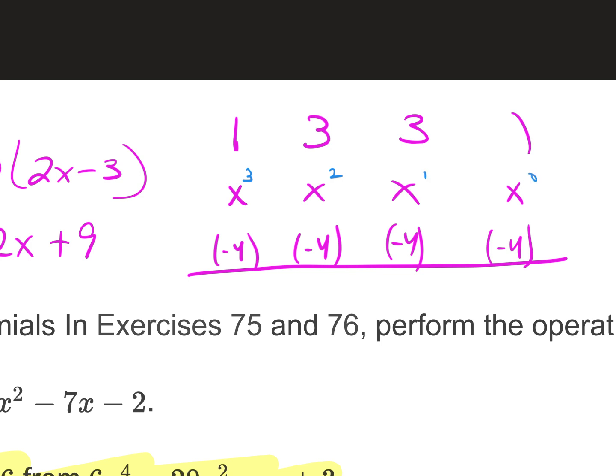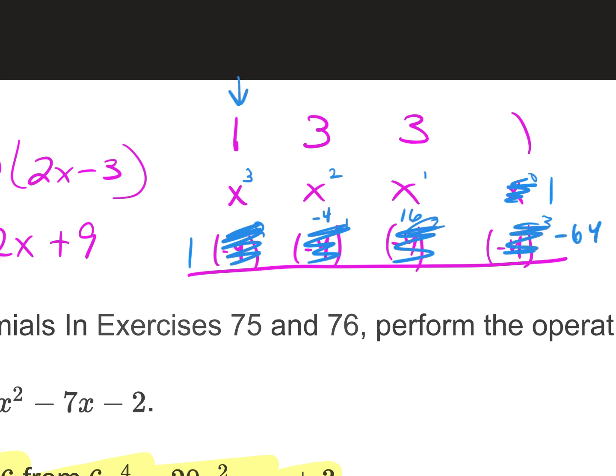What is anything to the 0 power? 1. Good. On that second term, you go with ascending exponents. So you start with 0, and you go 0, 1, 2, 3. Anything to the 0 power is 1. And I like to go one step further and just simplify a little bit. So I like to go through and say, okay, well, negative 4 to the first power is just negative 4. What's negative 4 squared? 16. What's negative 4 to the 3rd power? Negative 64. And then all we do now is multiply down.